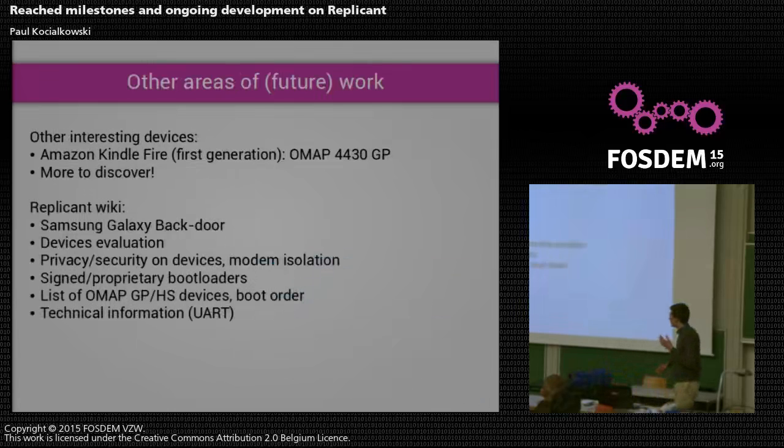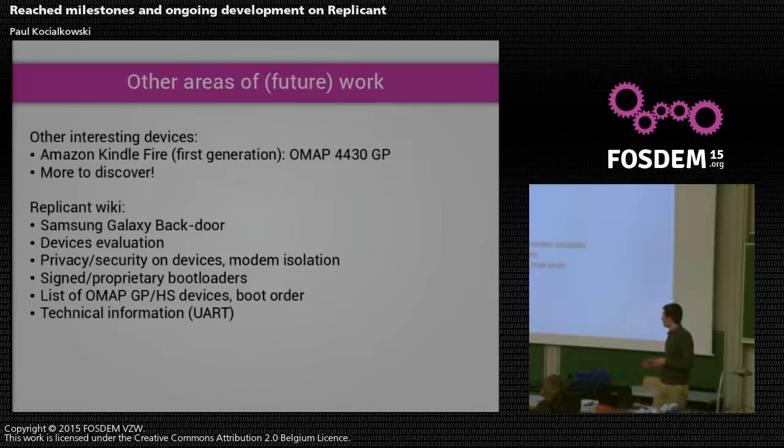Then a few other things I would like to do soon. That's adding support for the Kindle Fire, because it's also a GP device, but it's on the OMAP4, it's a bit more recent. It's also a very interesting device. There is already a free bootloader on it, so that's great. There is maybe more devices, more interesting devices to discover.